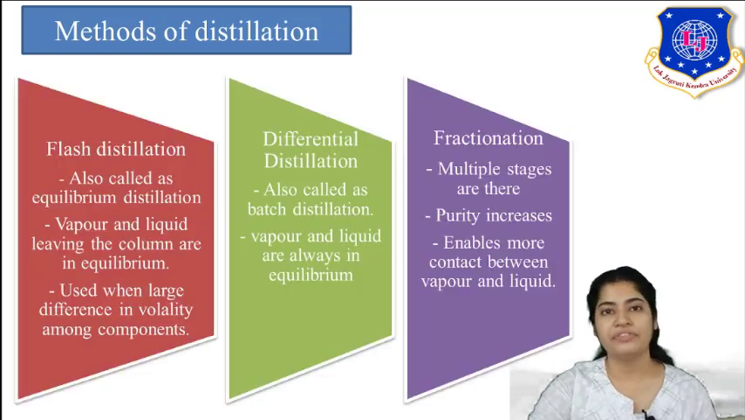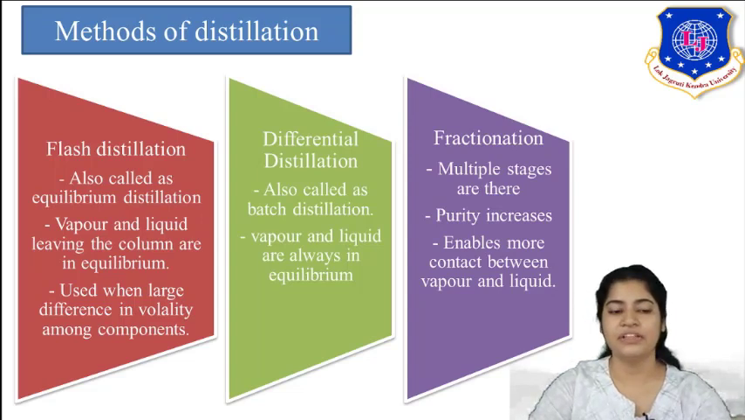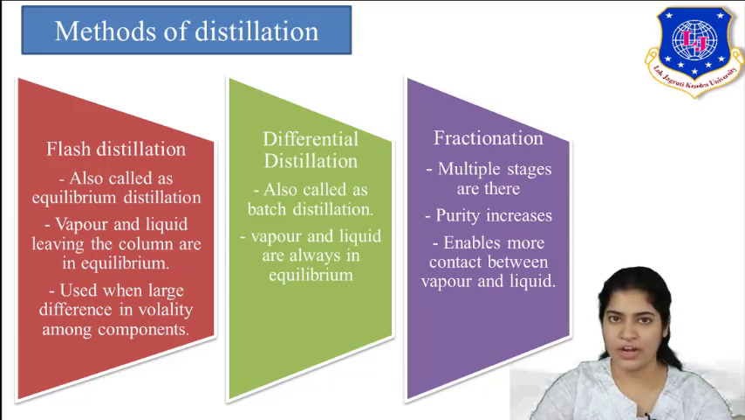What are the different kinds of methods? Starting with flash distillation, then differential distillation, and then fractionation. Talking about flash distillation, it is also called equilibrium distillation. Why is it called equilibrium distillation? Because the vapor and liquid which are leaving the column are always in equilibrium. It is used when there is a large difference of volatility between components. It means I cannot use it for components having small relative volatility. You have to have components with a large difference in volatility.